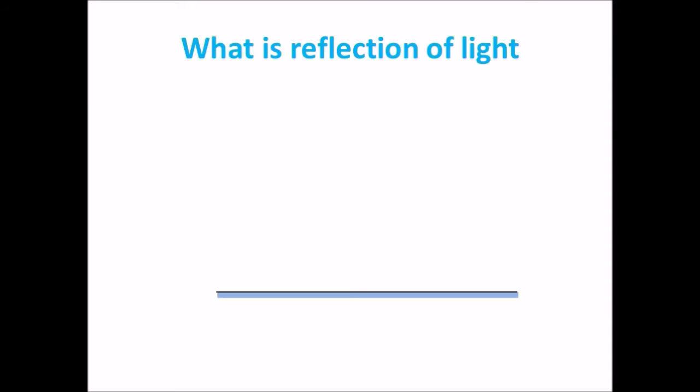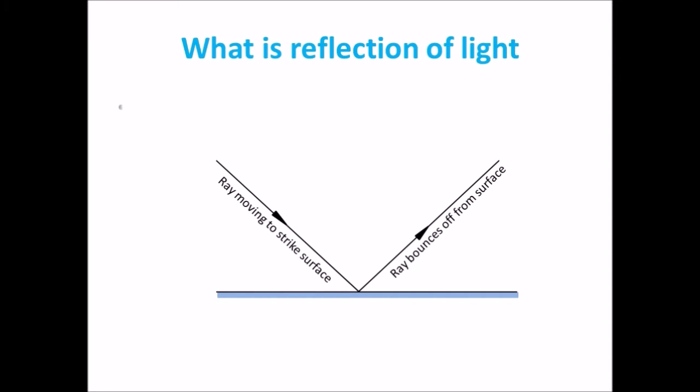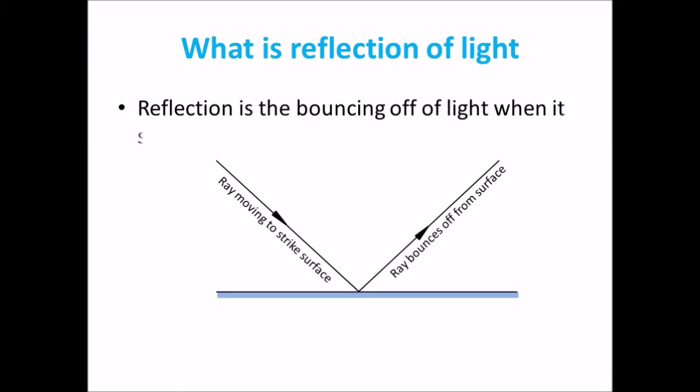So what does this mean? Let's look at what is reflection of light. So reflection of light is the bouncing off of a light ray when it strikes a smooth surface.